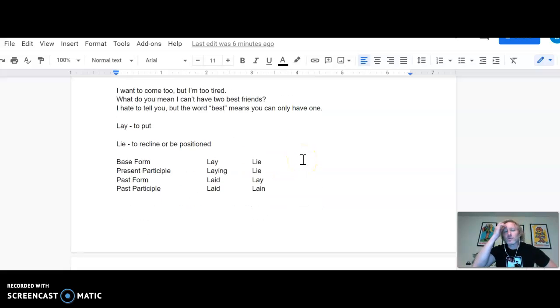Finally, and probably the most complex of all the usage that I'm going to teach you here is lay and lie. Lay means to put. Lie means to recline or be positioned. And so we've got the base form, lay and lie. Present participle means we'll have a helping verb in front of it, is laying. Okay, present participle here, it should not be lie. It should be is lying. All right, past form, laid or lay. And past participle, have laid or have lain.